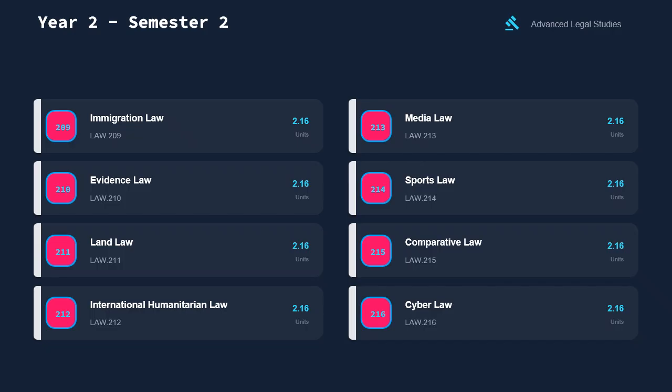Slide 7. Year 2, Semester 2, Advanced Legal Studies. Course Law 210, Evidence Law. Foundations of Evidence: Relevance, Materiality, and Competency. 1.1 The purpose of evidence law: truth-seeking versus policy constraints.